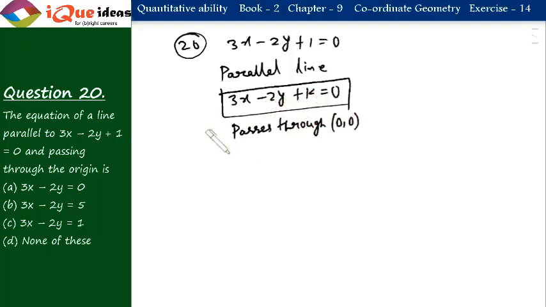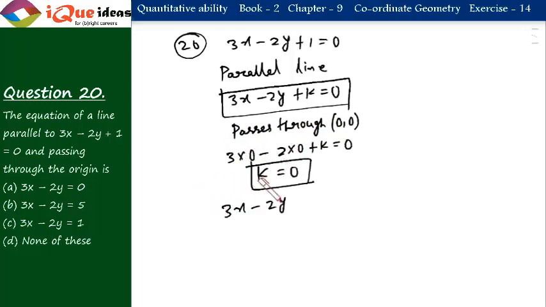So put 0, 0, you get 3 into 0 minus 2 into 0 plus k equal to 0. So k is equal to 0. If you put k equal to 0, the required equation becomes 3x minus 2y plus 0 equal to 0. Hence it is simply 3x minus 2y equal to 0. That's the answer of this question.